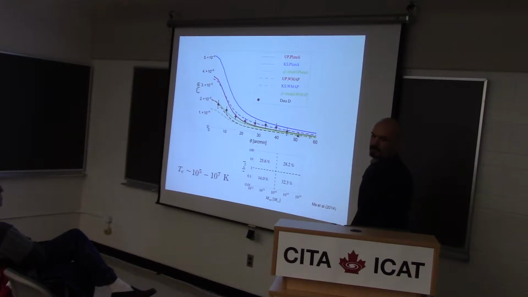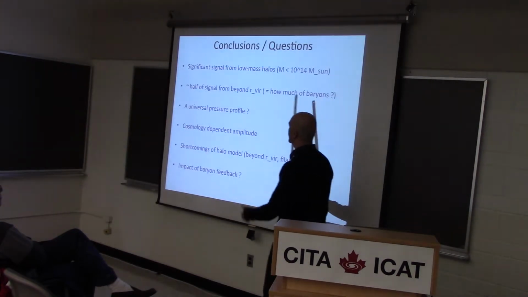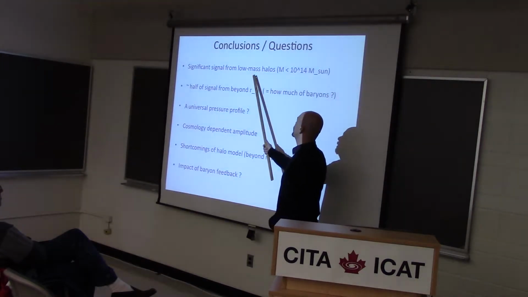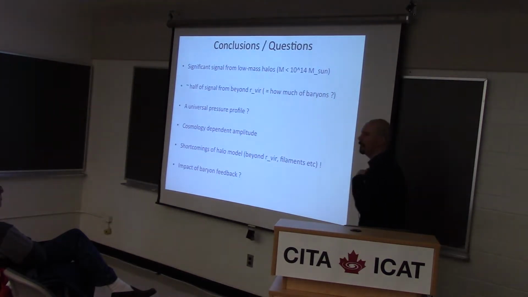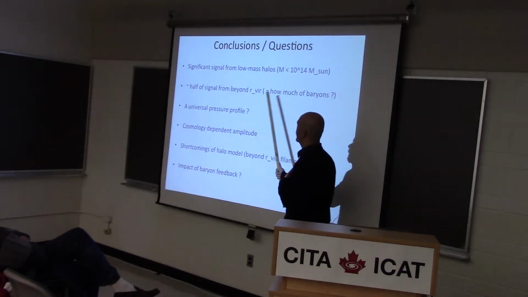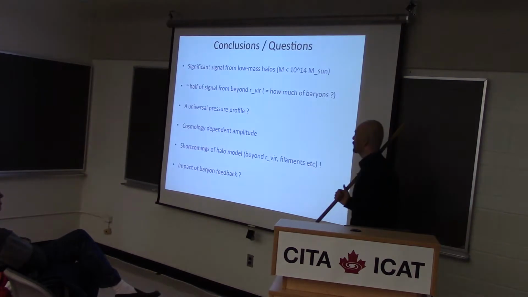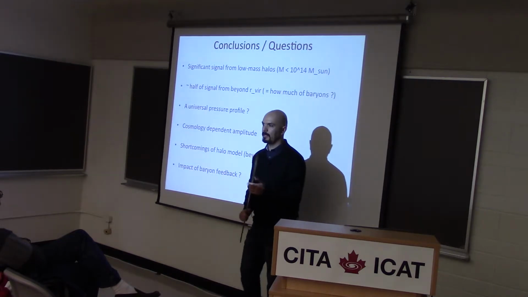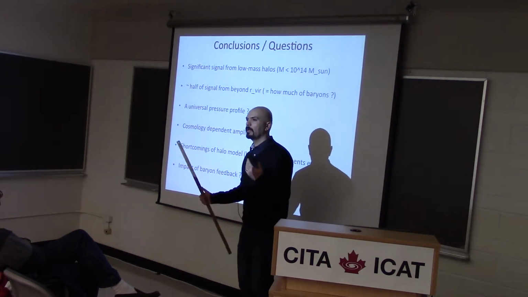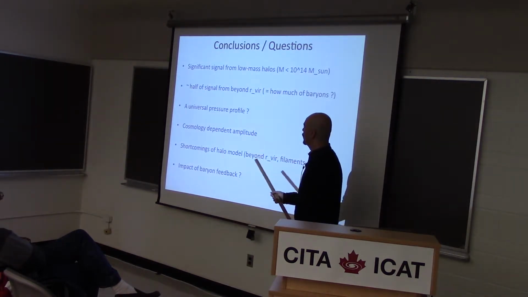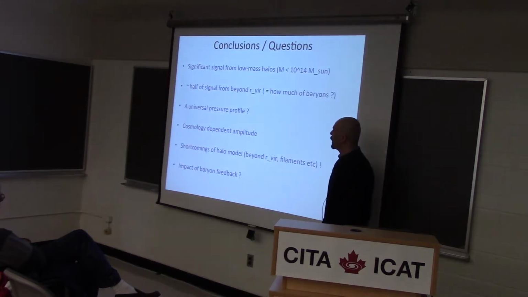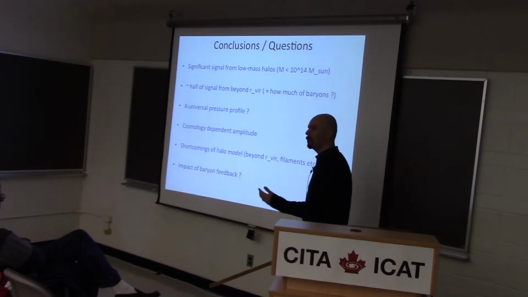So if you want to summarize the things we got from here and the questions that were raised, here's the summary. As I said, what was interesting at the time was that we have a considerable signal from low mass halos, at least with this model, and a contribution from beyond the virial radius. Also, there is not necessarily a pressure profile which could predict this signal over a wide range of scales and masses. And cosmology is important, especially sigma 8 and omega m, which could have a big effect. But on the other hand, there are some inherent shortcomings with the halo model.